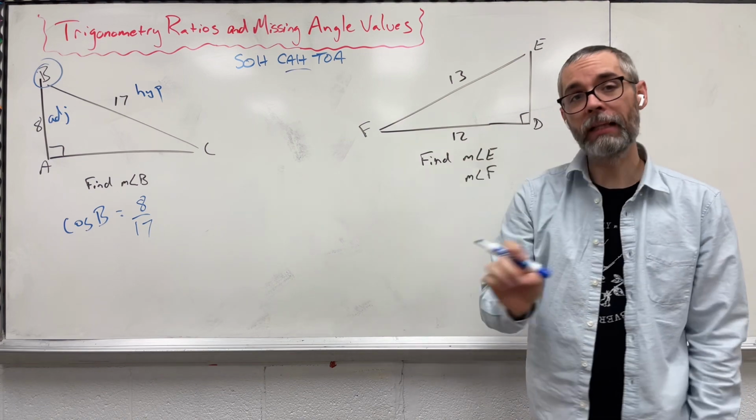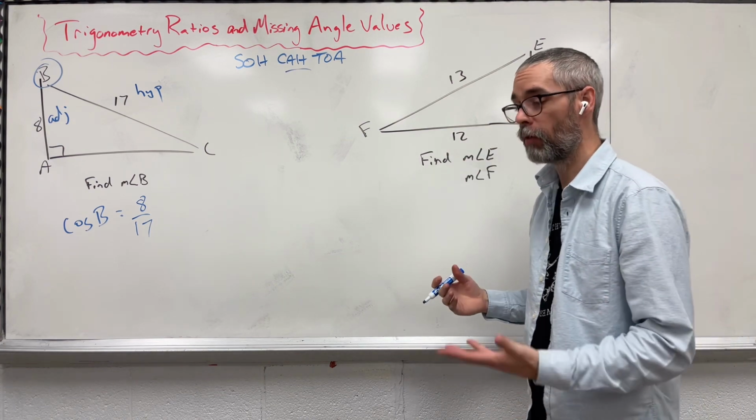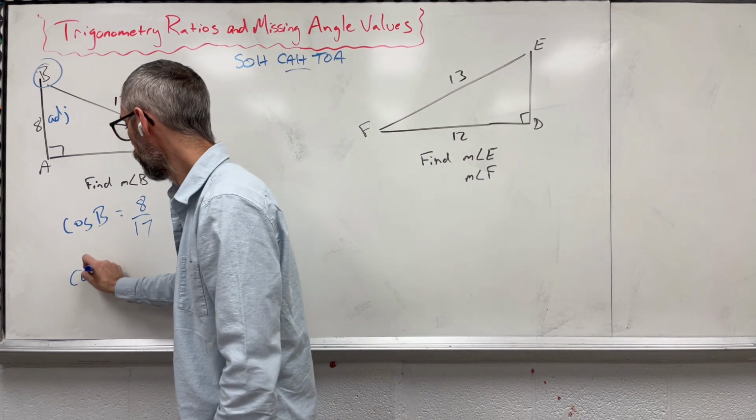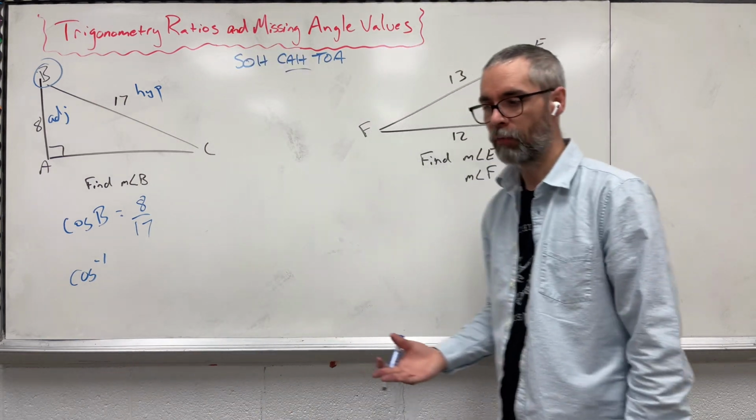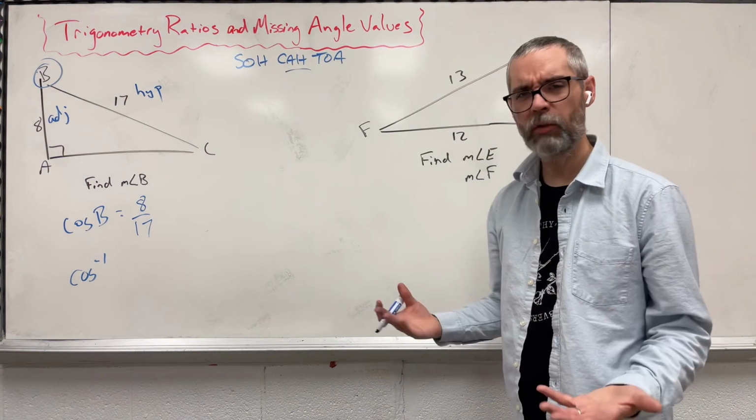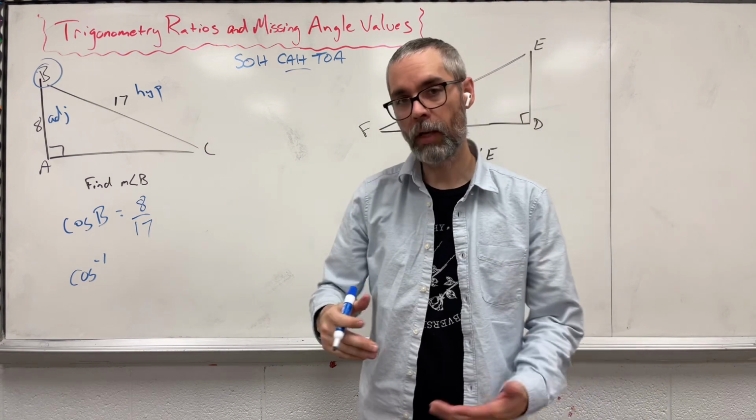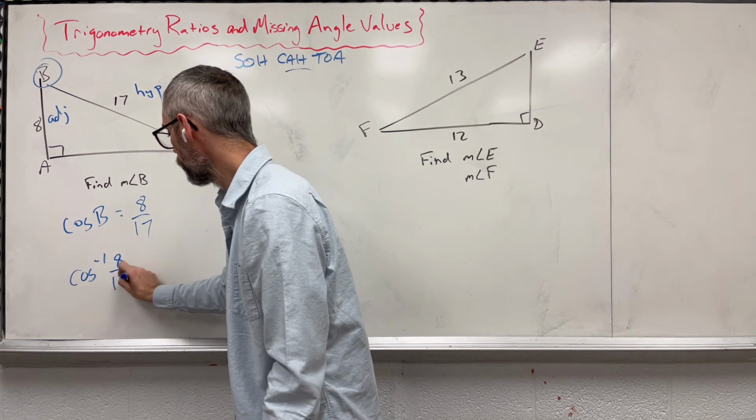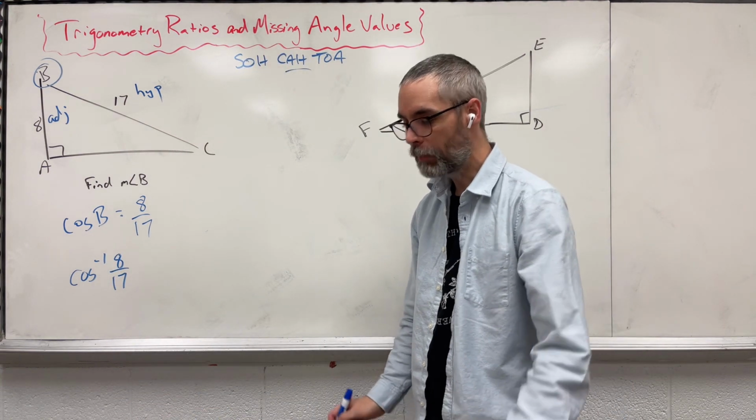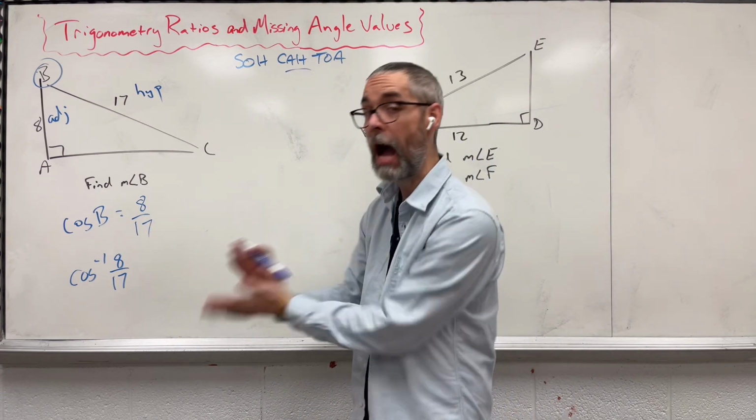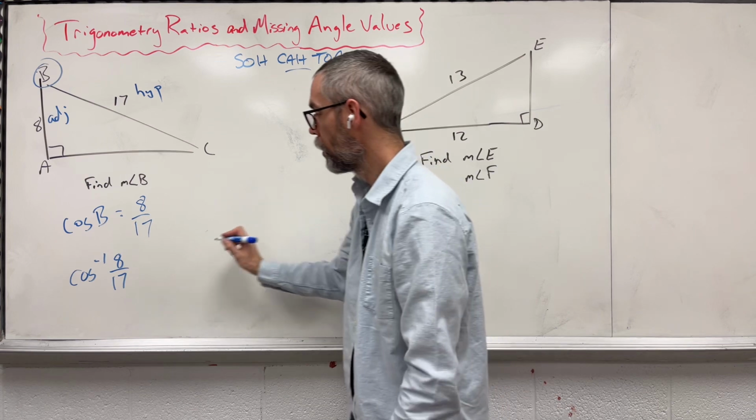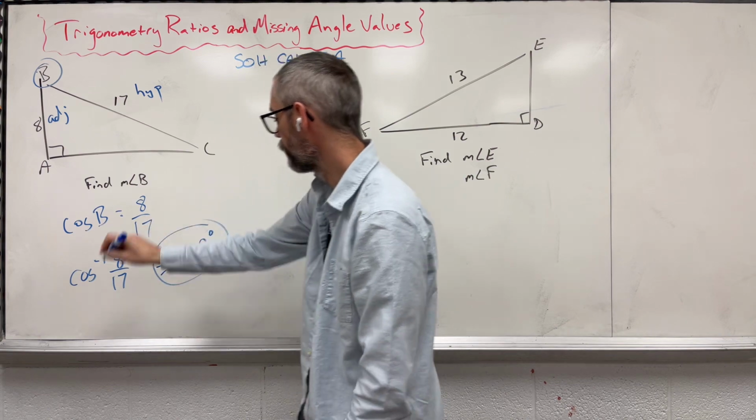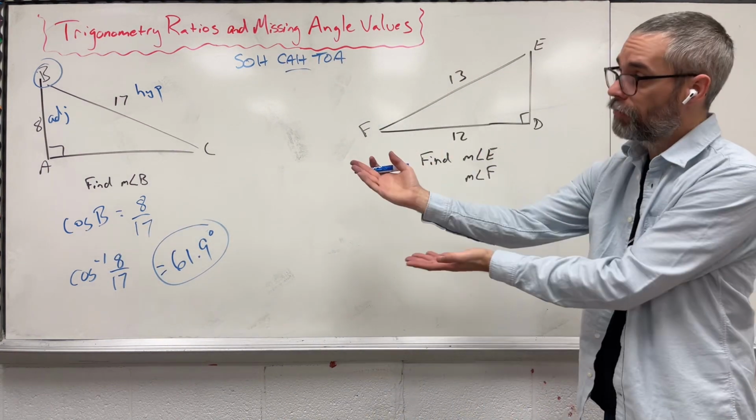Now, in order to find our missing angle, there's a new button in our calculator that we need, and we might have to hit the second button to get there. We are looking for cosine to the exponent of -1. When you put that -1 up there, it just means our inverse. So we look for the button cosine -1, and then we type in 8 over 17 right after that. Again, this is just a calculator thing. Just punch it in, boom, you get it. The measure of angle B ends up equaling 61.9 degrees.